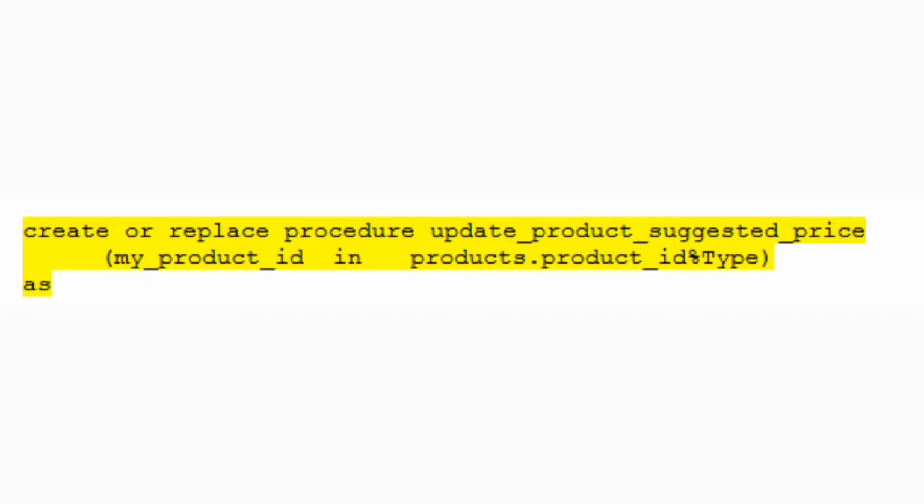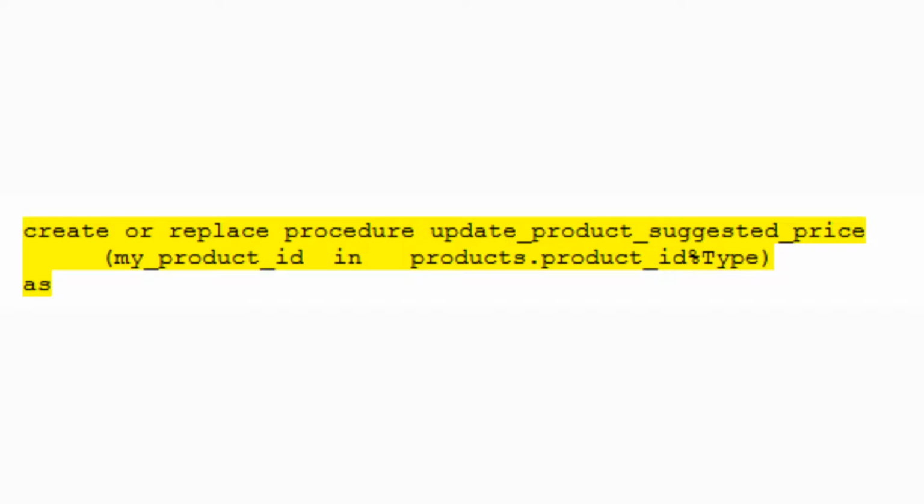Let's start with the procedure declaration statement up here. It says create or replace procedure update product suggested price, input parameter of myProductID of type products.productID %type. Looks like we're going to create a new procedure named update product suggested price if it doesn't already exist. Or alternatively, if it does exist, then we're going to replace the old definition with the one we're looking at.